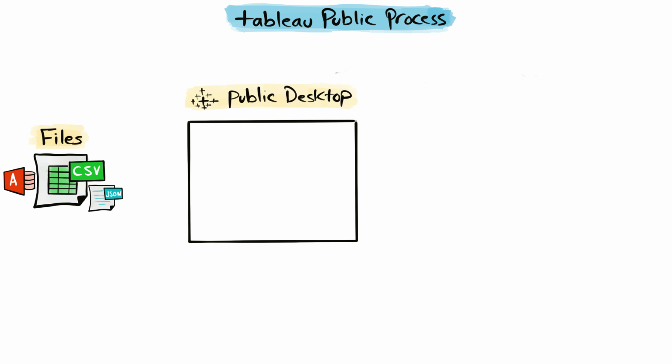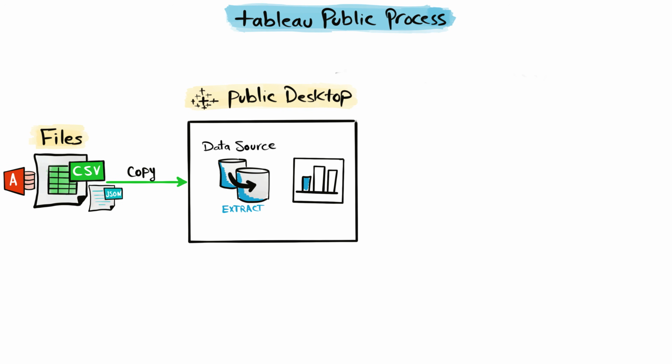So here we start by connecting Tableau Public to our files by creating a data source. And in the data source, we have only one type of connection. It is the extract. So the data should be copied from our files to be loaded inside Tableau Public Desktop. So there is no live connection option. And then after that, we're gonna start building our visualizations, or we call them vizzes.